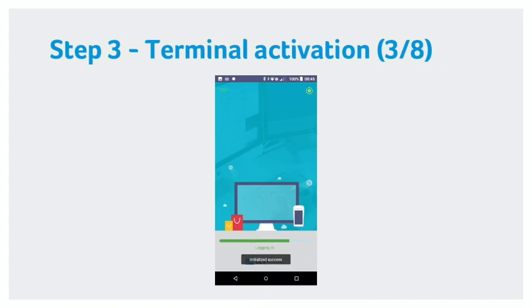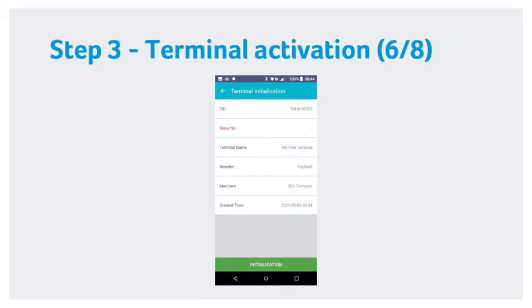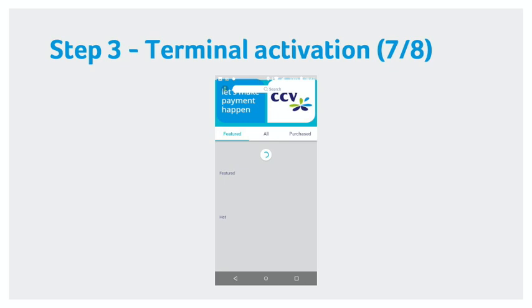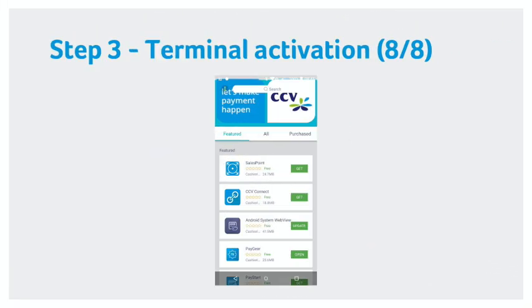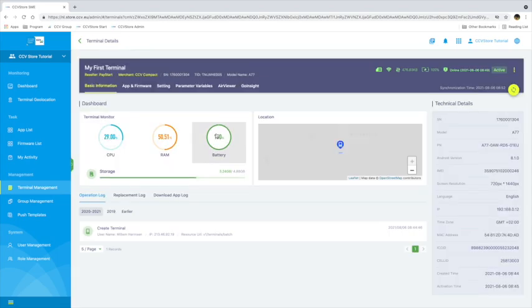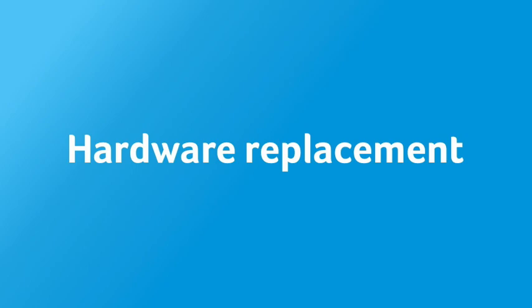Next, a connection is being made, and now we can enter the terminal ID with its prefix. And click Next. We check whether we've entered the correct terminal ID, and we confirm by clicking Initialization. The terminal and the CCV store sync their information, resulting in the activation and appearance of all available apps in the CCV store client. The terminal is now ready to use. So we've just created an out-of-the-box terminal.